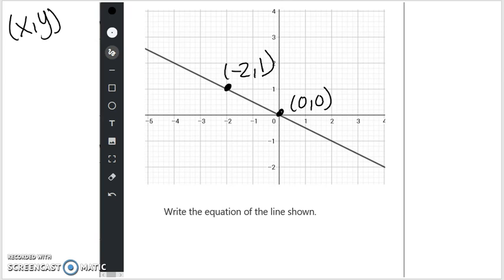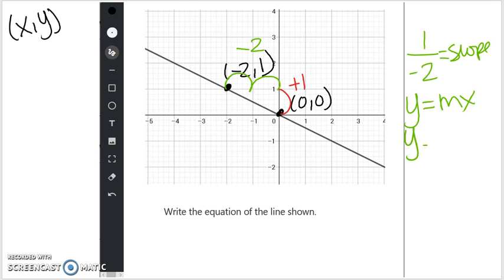So we can find our slope by doing our rise, which is +1. And then our run, which is 1, 2. But it's actually in the negative direction, so my slope is +1 over -2. So when I write my equation y equals mx, y is equal to -1/2 x. All right, that wraps up your answer key. There you go.